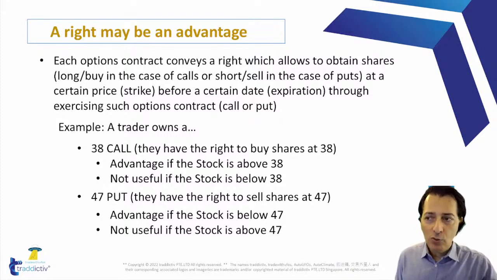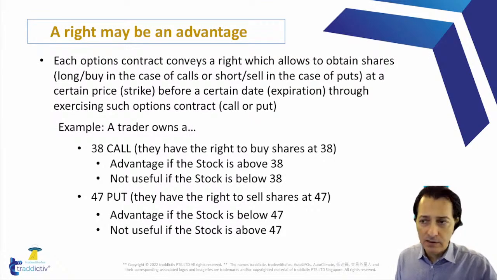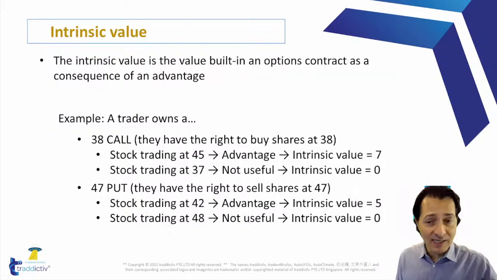So the right may or may not be an advantage. If the right you have by owning a call or owning a put happens to provide an advantage, then there is intrinsic value. So the intrinsic value is the value built in an options contract as a consequence of such advantage. Let's be a bit more detailed, even though it's kind of the same.